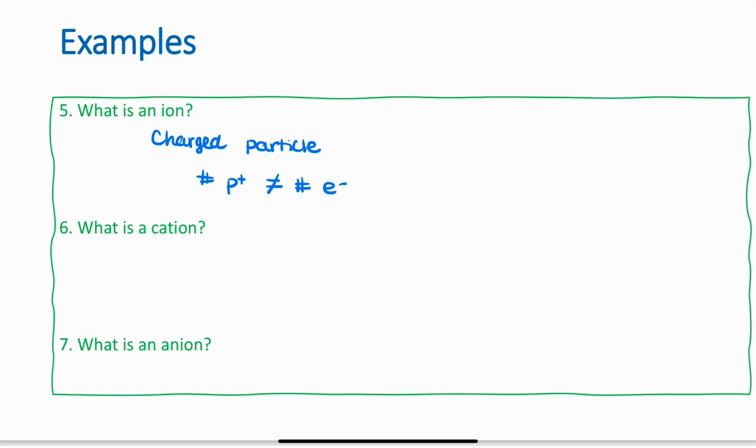What is a cation? A cation is a positively... I apologize. I've got a cat on my lap while I'm trying to write this.